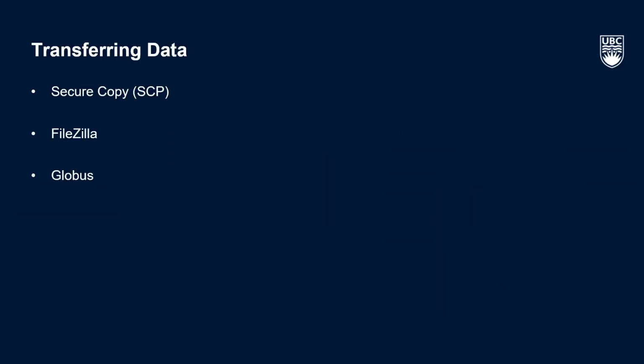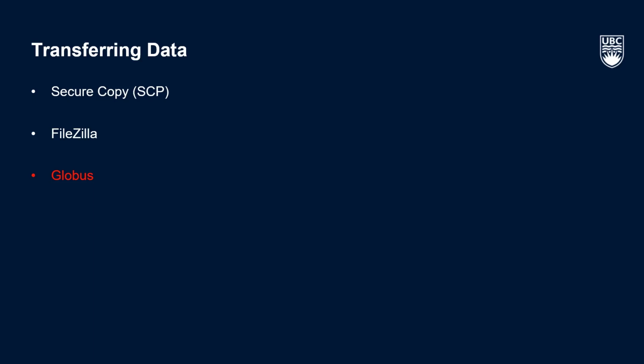There are several ways that this can be done, each of which has their own advantages. In this video, I'll be talking about Globus, which is a fast and secure way to transfer large amounts of files between machines, but noting that we also have videos on transferring data with FileZilla and Secure Copy, or SCP, links to which can be found in the video notes.